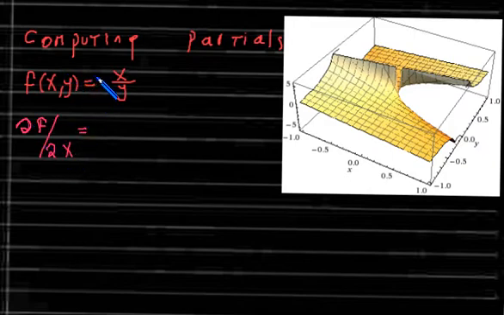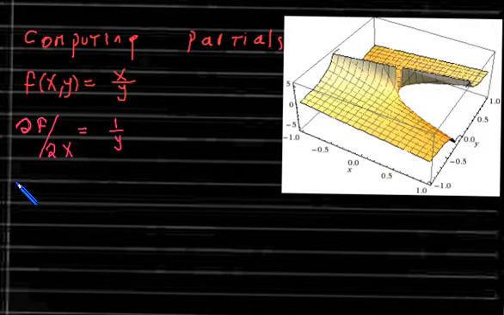What that means is that I take this function here and treat y as a constant, and I'm just going to differentiate x. So the derivative of this in respect to x is just going to be 1 over y. Okay? So that's it. Now what the partial of f in respect to x measures is the rate of change along the x-axis.